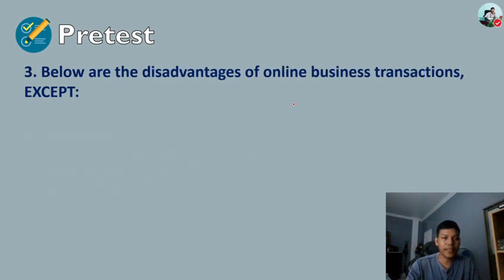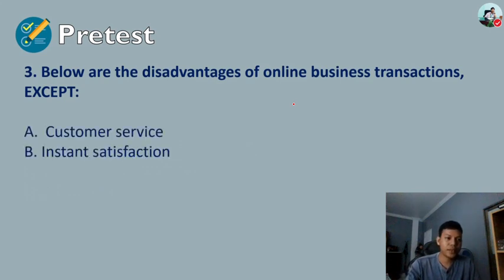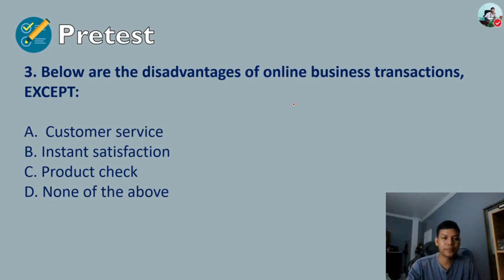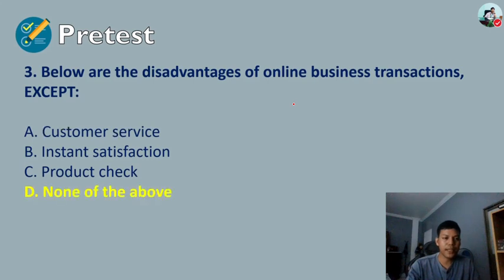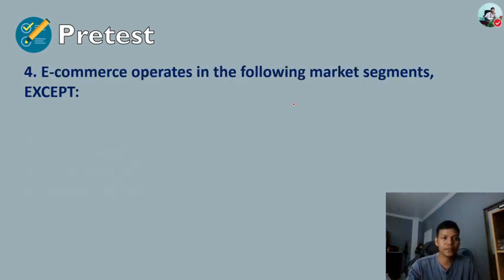Number 3, below are the disadvantages of online business transactions. So there are also disadvantages. A, customer service. B, instant satisfaction. C, product check. Or D, none of the above. The answer is D, none of the above, because all these three are disadvantages. Okay, there's no customer service, less instant satisfaction, less product check.